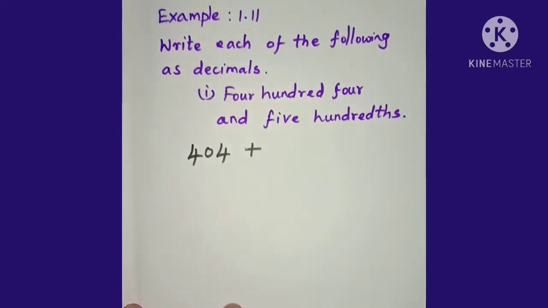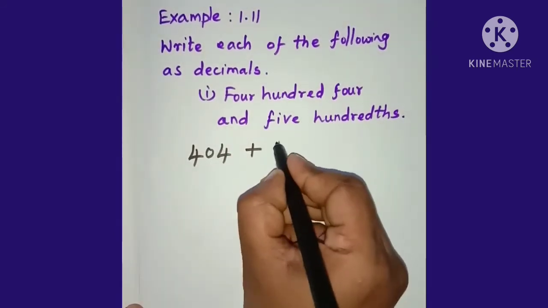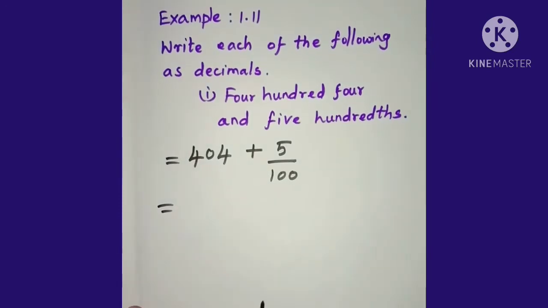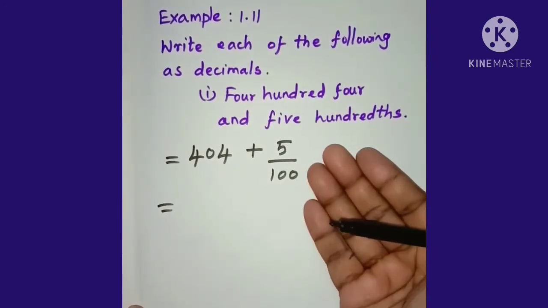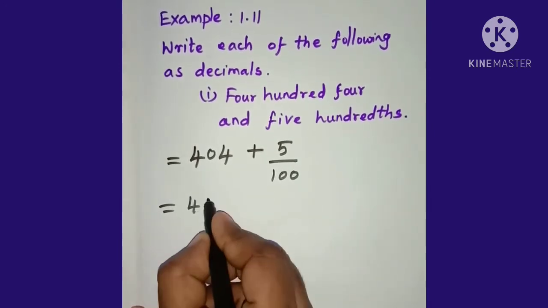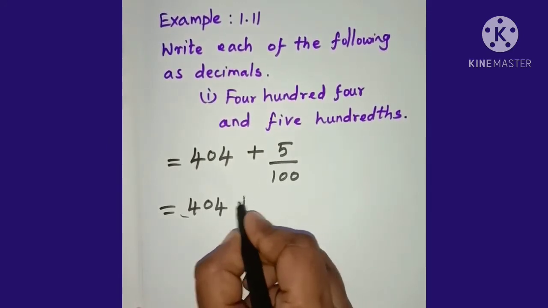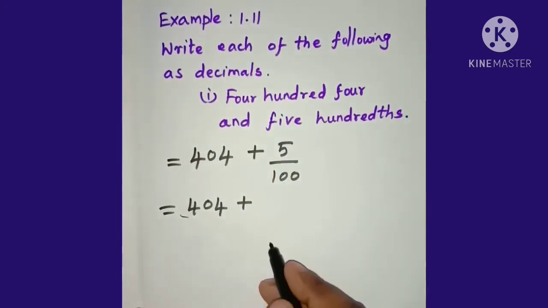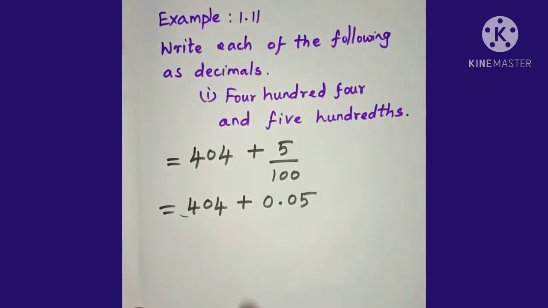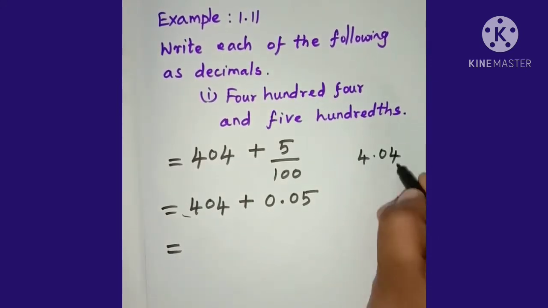And so we can write it as plus 500ths, which means 5 by 100. So now we have to change this into a decimal form. So that is 404 plus, so here it can be written as 0.05, isn't it?